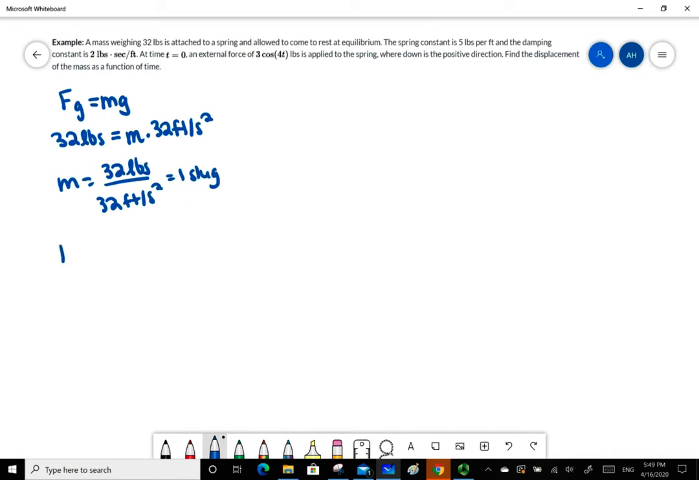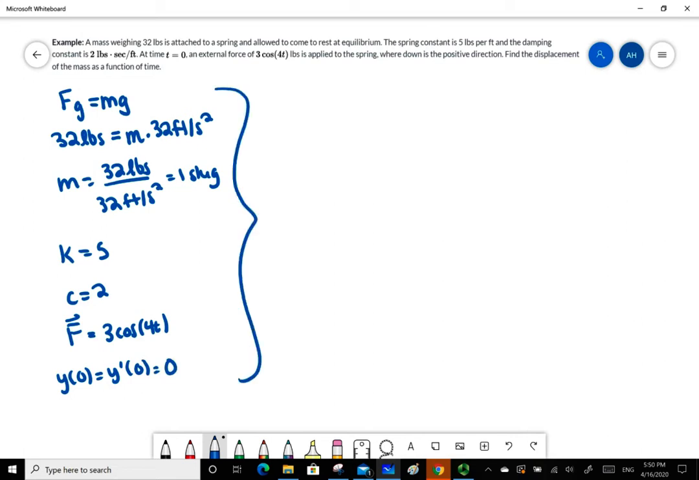We are given that k equals 5 and c equals 2, and also told about an external force, F equals 3 cosine of 4t. The mass isn't initially displaced or released with any initial velocity, so y(0) equals y'(0) equals 0. Putting all of this together, our initial value problem is y'' plus 2y' plus 5y equals 3 cosine of 4t, where y(0) equals 0 and y'(0) equals 0.